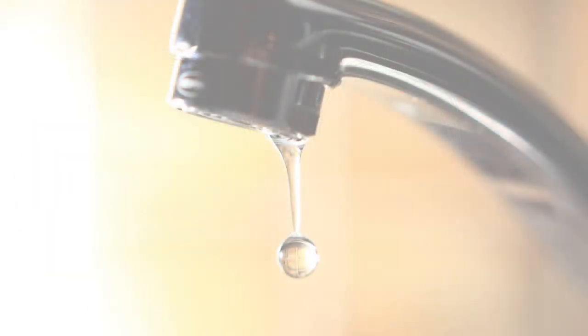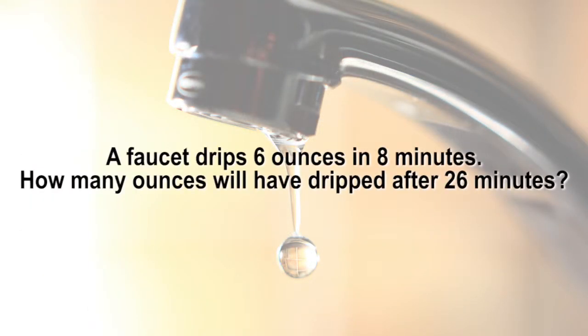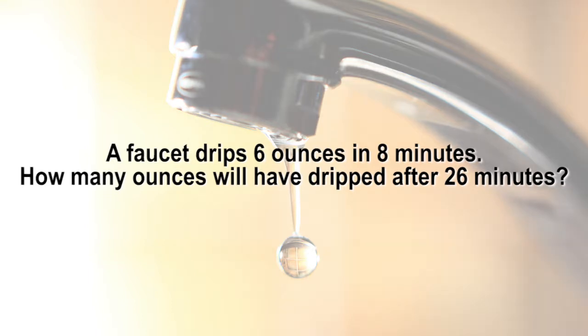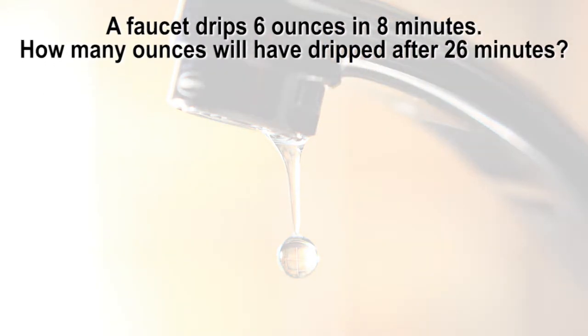Let's try one more problem. A faucet drips 6 ounces in 8 minutes. How many ounces will have dripped after 26 minutes? Let's model this using the double number lines and ratio tables.